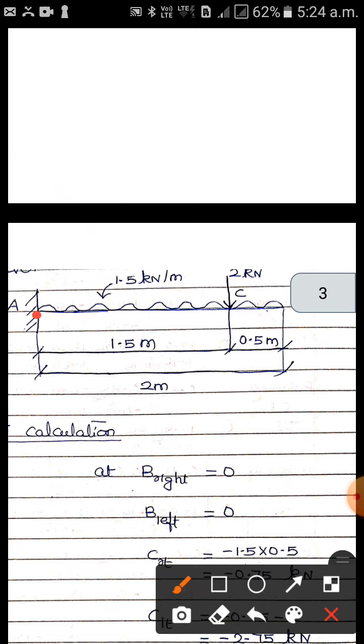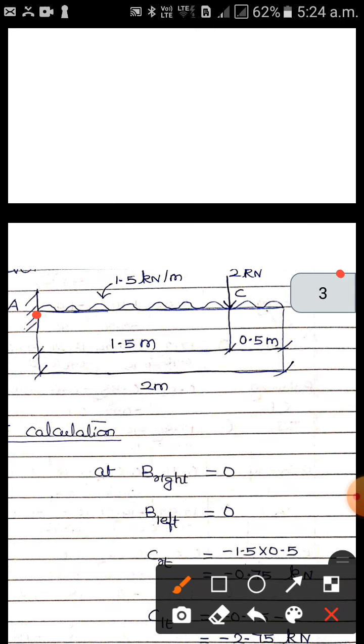Point A, what can you see? At point A, you can see the entire load, 1.5 kilonewton per meter over a length of 2 meters. So with a UDL, always be concerned with the length. So 1.5 kilonewton per meter for 2 meters. So 1.5 into 2 is the load.